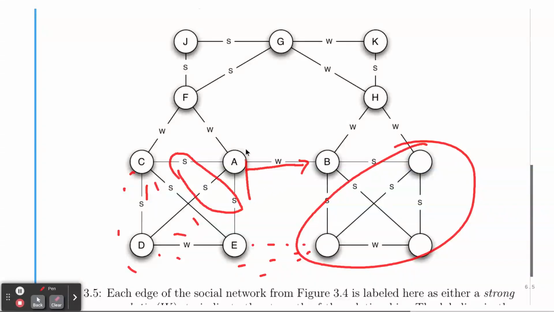So it's this link, this connection, that brings A the most new information. It brings A the most new potential job offerings or referrals. And this is the feature that Granovetter discovered in his research.